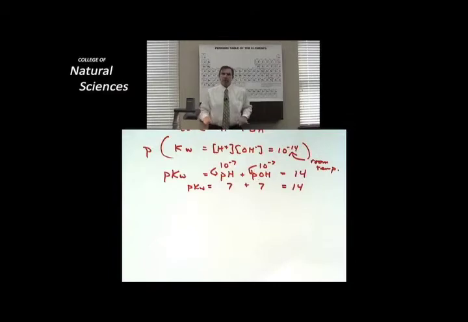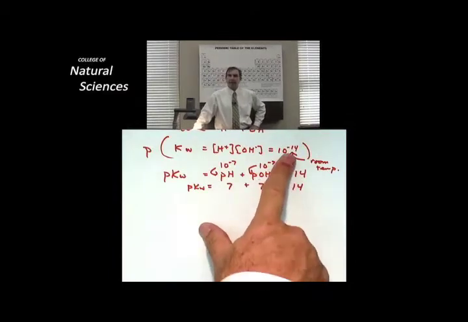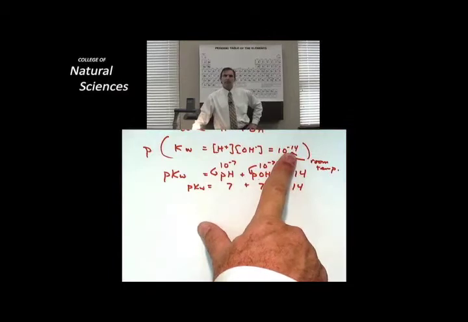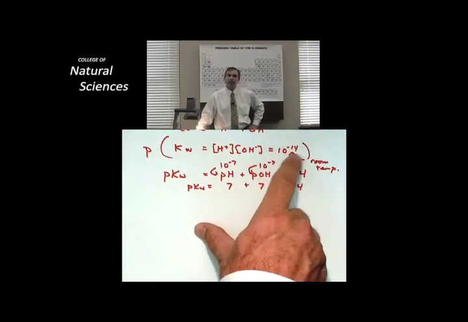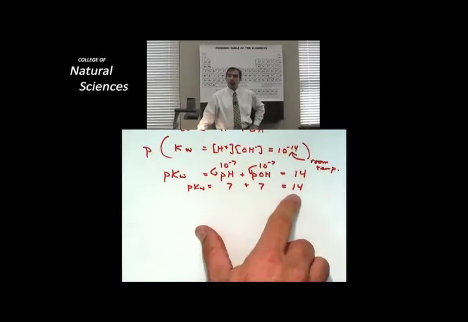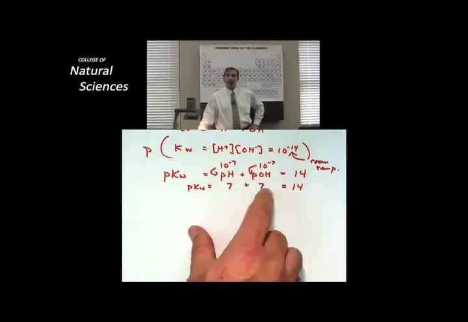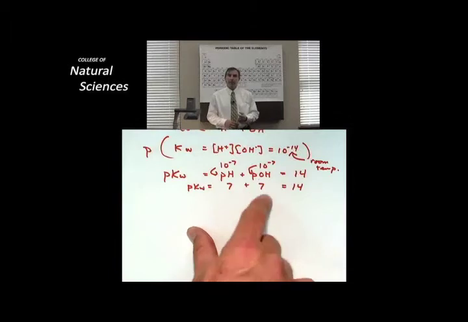In other words, this may be 10 to the minus 14 for my K value at room temperature, but it's going to be something else at other values. And the second that number stops being 10 to the minus 14, that number stops being 14, which means that the two numbers added together here stop being 7.